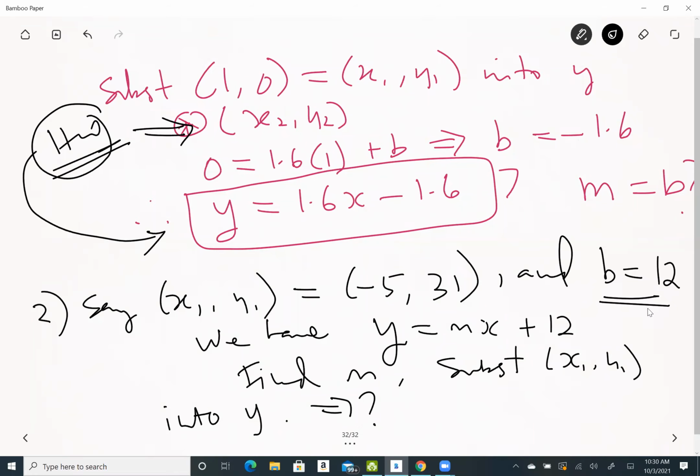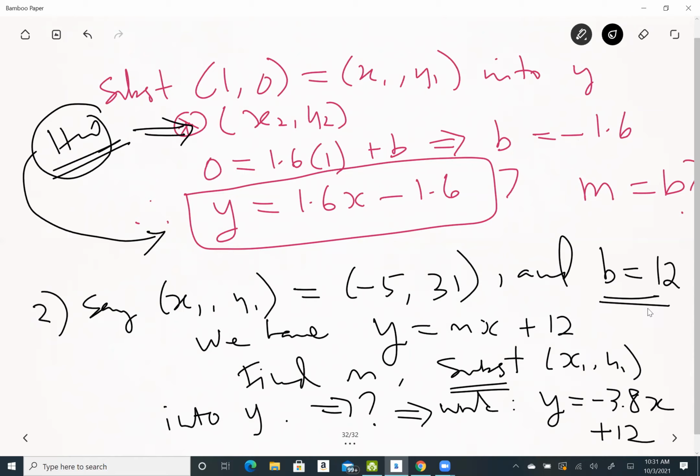Okay, what do you get? m? Negative 3.8. Everybody got negative 3.8? Yes, good. Just substitute, it's easy. I hope everybody does the work. We got y equal to negative 3.8x plus 12.